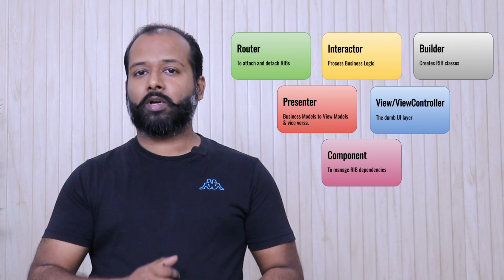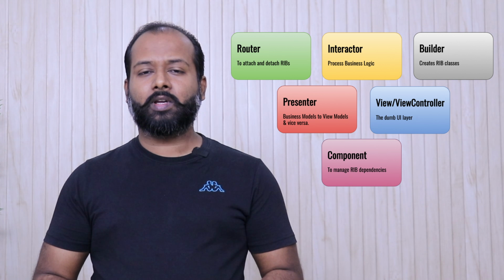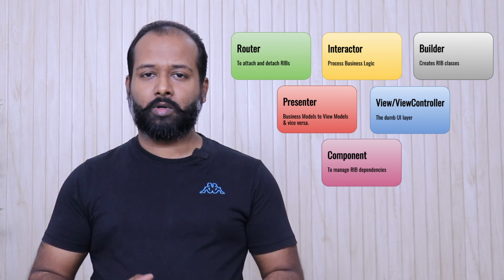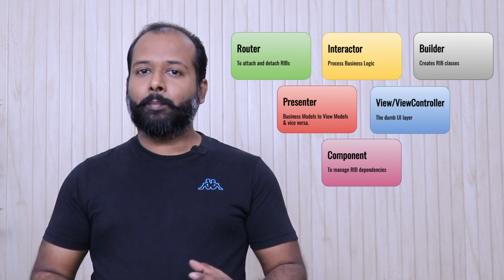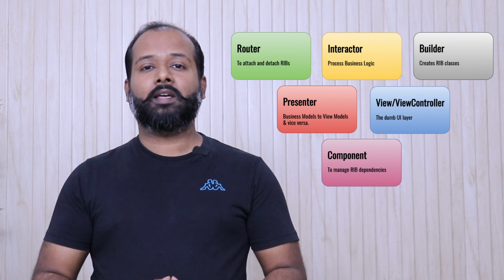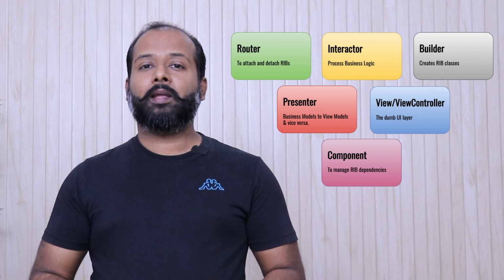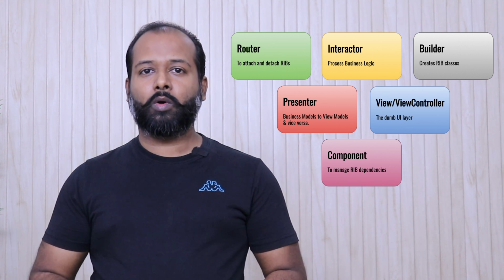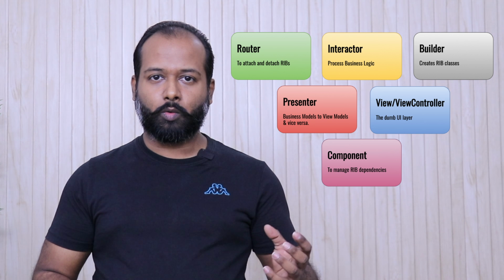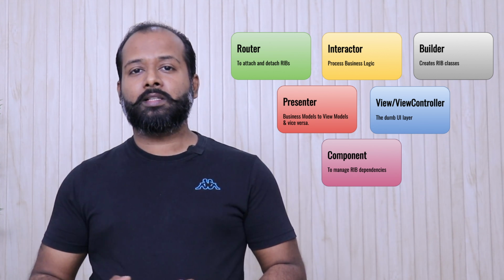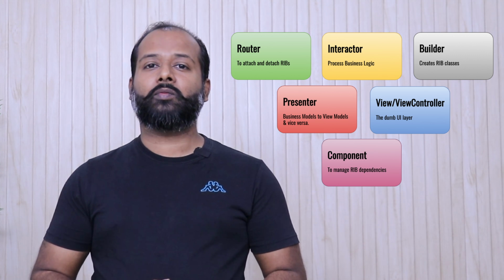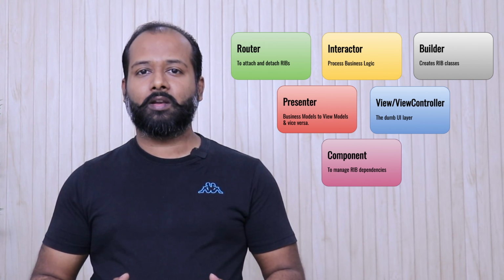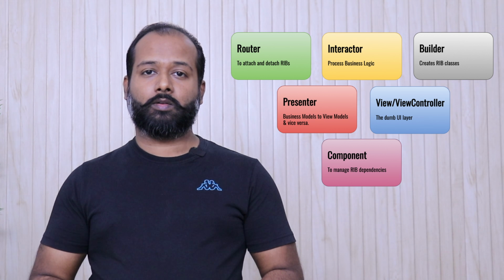But one very important thing to understand: if this kind of conversion is very minute and doesn't depend upon very heavy logic, then you can completely avoid the presenter layer in the RIBs architecture. At that time, you need to write the code that converts your data models into view models either in the interactor or in the view controller. But if you think it's a bigger logic, then you can use the presenter layer also.